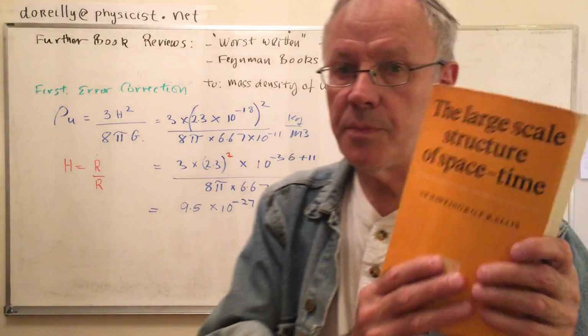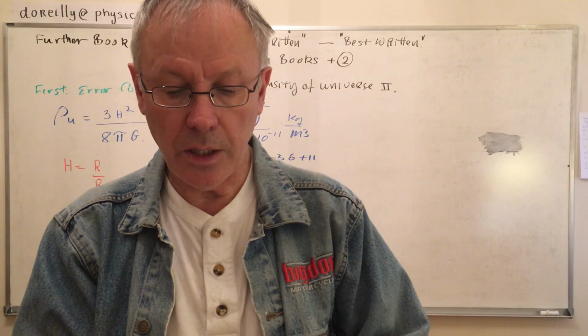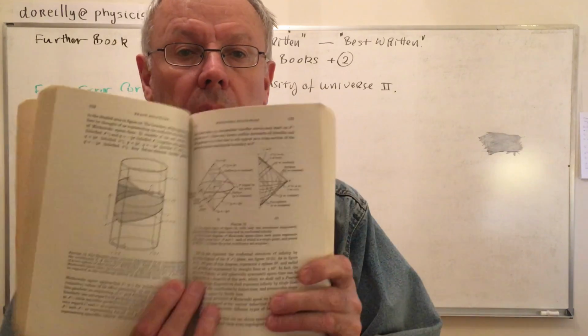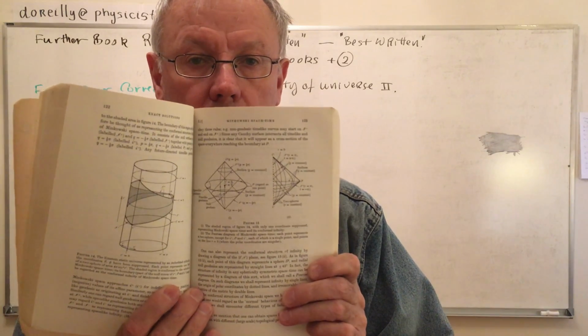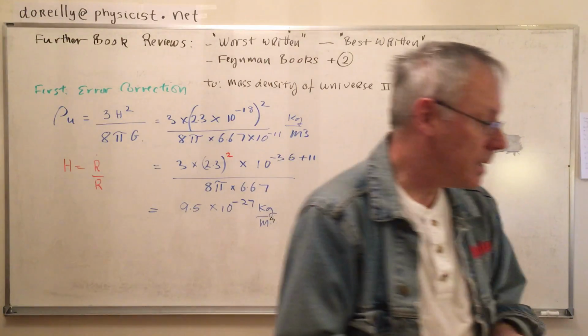The Large-Scale Structure of Space-Time by Hawking and Ellis. Poorly written and full of stuff that you don't really need. The only good thing about it is you learn Penrose diagrams from this. If you want to learn them, this is the book for you. But Tufts teaches them better.